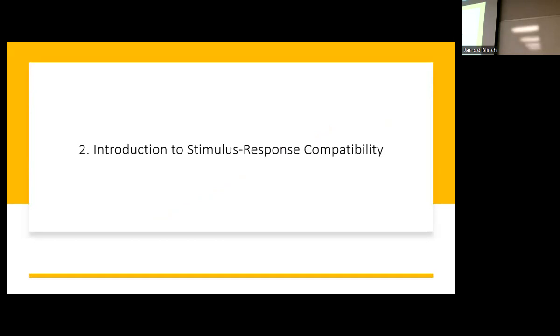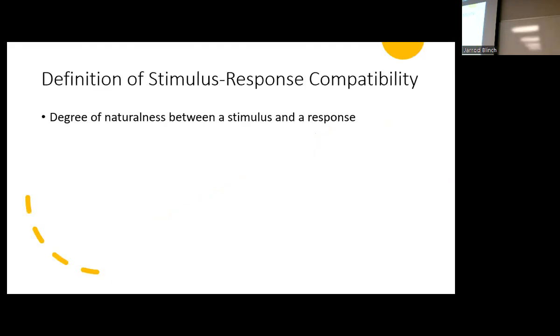Stimulus response compatibility. So what is stimulus response compatibility? I think the easiest definition is it's the degree of naturalness between a stimulus and a response. And when we did Hick-Hyman law, it was very natural, say in two choice, that the left stimulus requires a left response. The right stimulus requires a right response.